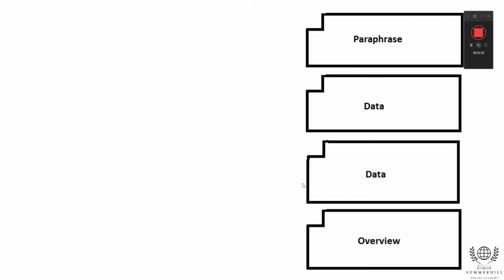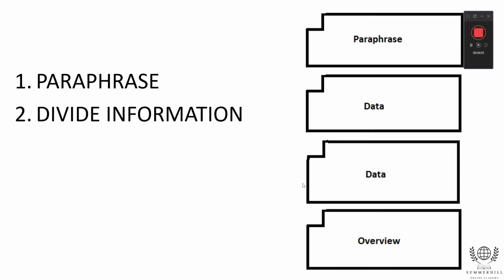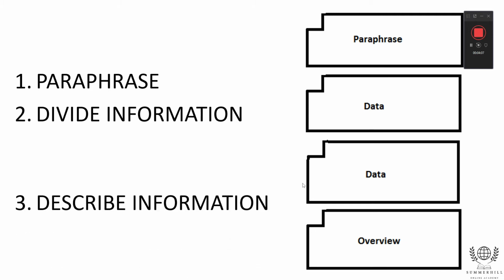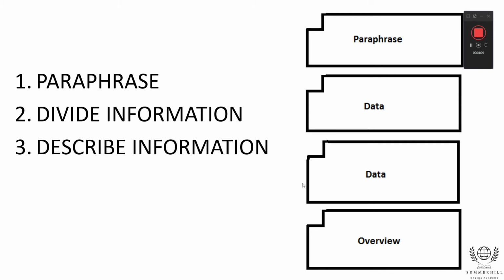And basically, the 4 steps are: Step 1, write a paraphrase. Step 2, divide the information. Step 3, describe the information. And number 4, write an overview. So we're going to take a look at these 4 steps and how they apply.